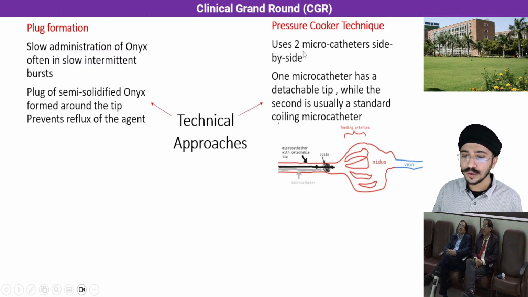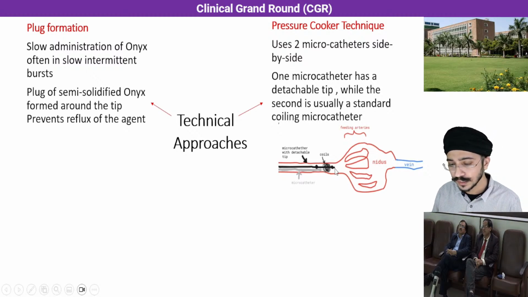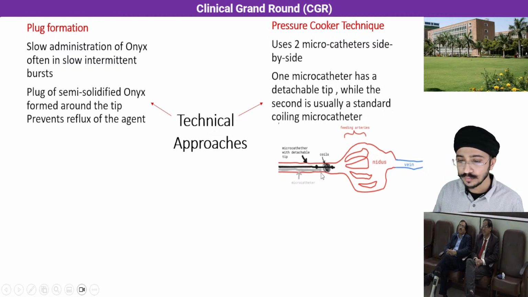Then there is the pressure cooker technique. It was primarily employed for AVMs, and it was modified to be used in dural AV fistulas. Here we use two microcatheters side by side. One with a detachable tip is placed ahead, and one simple microcatheter is placed behind. What we do is place coils with the simple microcatheter, and these coils prevent the reflux of any Onyx injection, which is done via the catheter with the detachable tip. So the pressure cooker technique is useful in dural AV fistulas where reflux is a problem.